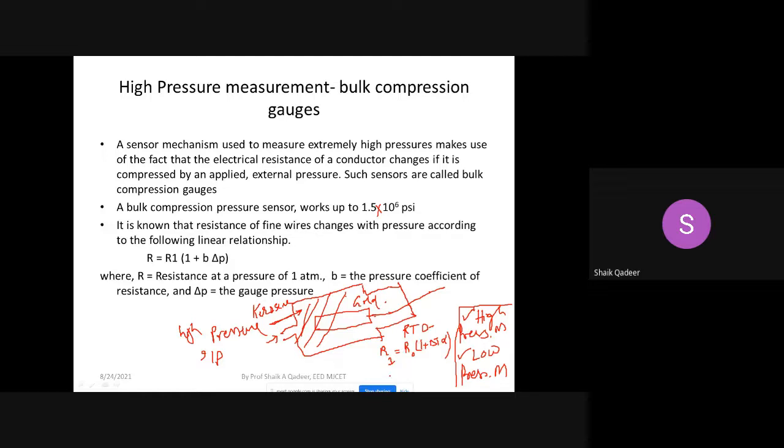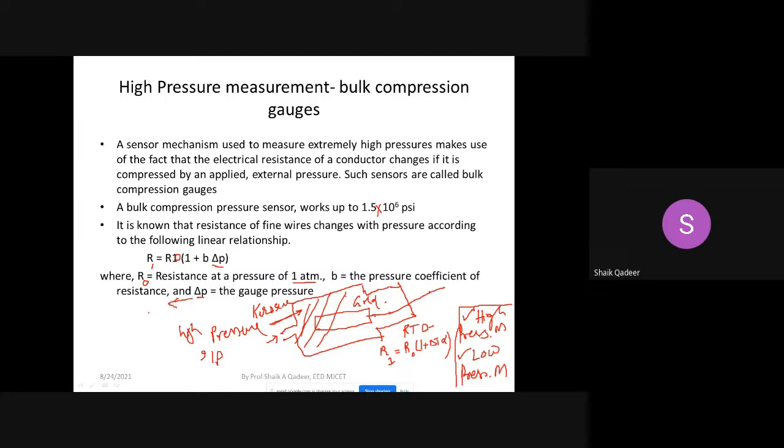The same concept can be extended to track the information about the pressure, right? Using this particular setup. Just see this. Okay, there is a mistake in this. This is R1 and this is R naught. So this R naught is nothing but resistance at 1 atmospheric pressure, and this B is nothing but the pressure coefficient, and delta P is nothing but pressure gauge. Is it clear? Pressure gauge information.